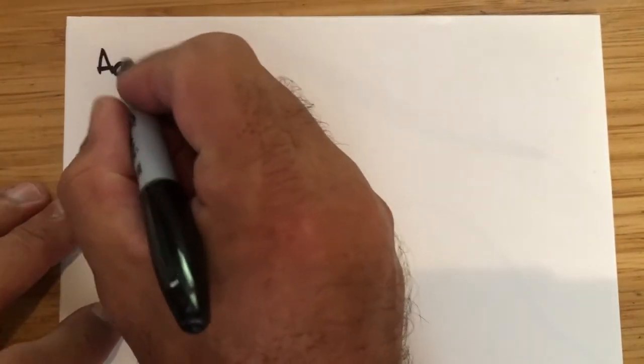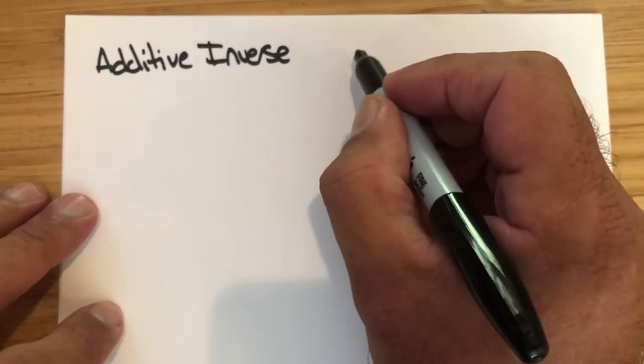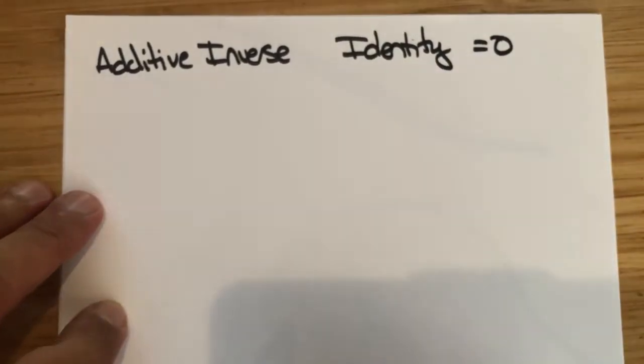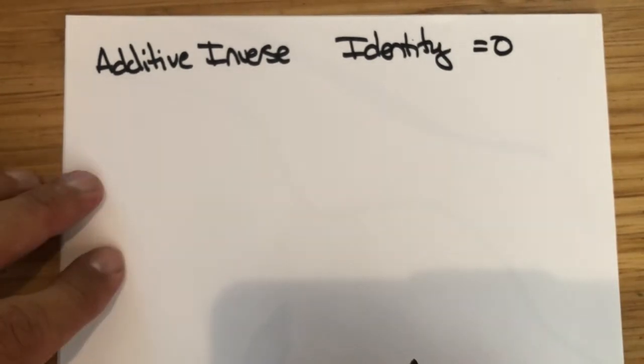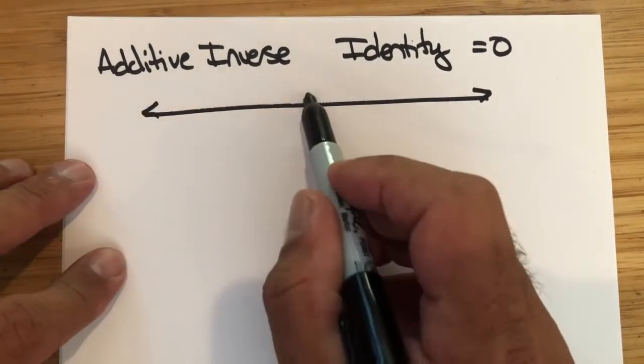There are lots of different inverses that we'll encounter in algebra, but the first two we want to look at are the additive inverse and the multiplicative inverse. The additive inverse has an identity of 0. What this means is when we apply the additive inverse, we're trying to reach that number 0. This is easy to think of on a number line.